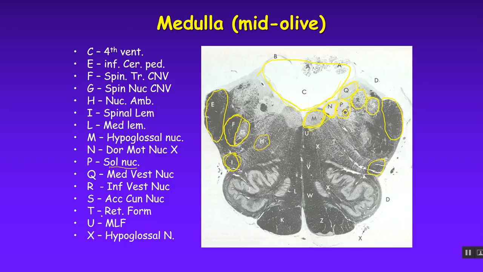And then T, this whole area here, this is all reticular formation. Nucleus ambiguus kind of sits in the reticular formation, but this whole region here is the tegmentum of the medulla, and that reticular formation is kind of that meaty middle of the tegmentum there.